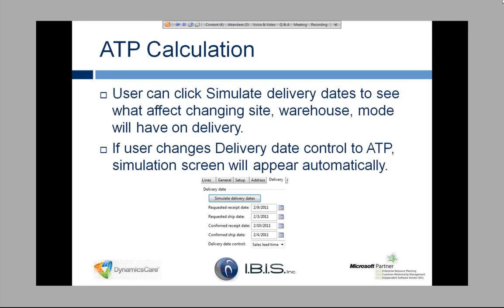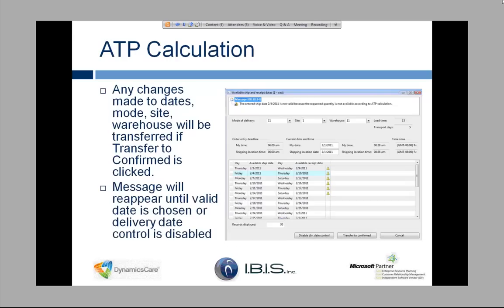So on the screen that came up, you'll notice on this screenshot I've got Transfer to Confirmed at the bottom, not Transfer to Requested. So that's where you can change the confirmed date but leave the requested date alone. The other option, obviously, is to disable delivery date control, and that just changes it back to none, and that gives you the ability to put whatever dates in there you want. So like I said, any changes made will be transferred.